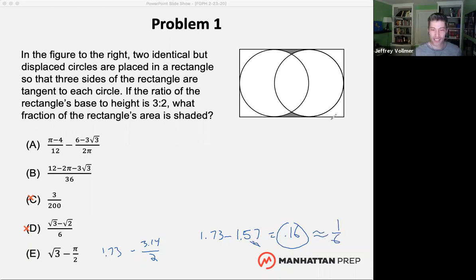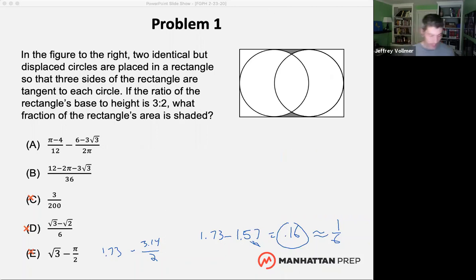Does it look like a sixth of the area is shaded? No, a sixth of the area would be an entire block, right? A sixth of the area would be something like this. That's clearly not the two shaded pieces. So I get rid of E. So now you're left with A and B. And these are both really ugly to tackle.